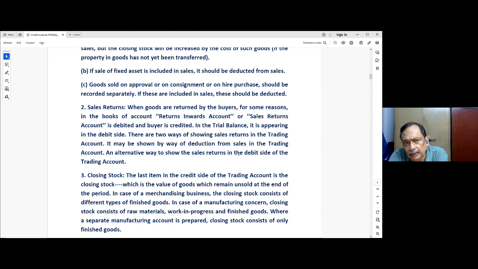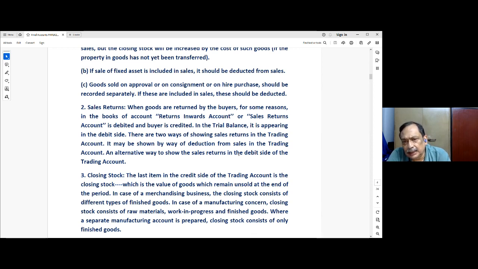Now we are coming to number two, that is sales returns. When goods are returned by the buyers for some reasons, in the books of account, the returns inward account or sales returns account is debited and the buyer is credited.